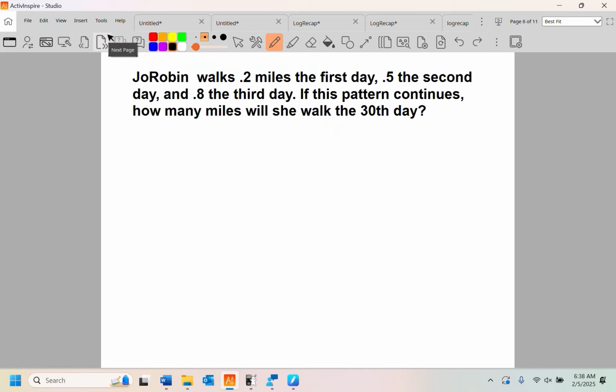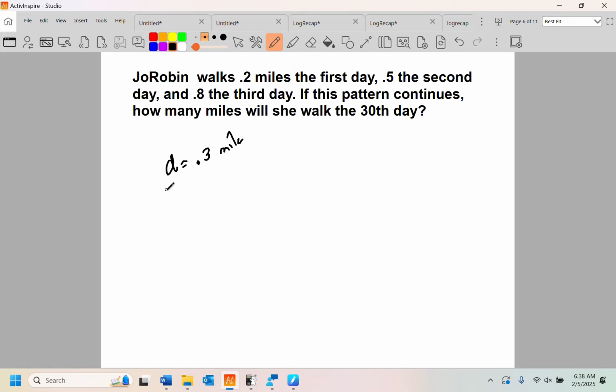Easy peasy, lemon squeezy. Joe Robin walks 2/10 of a mile the first day, 5/10 the second day, and 8/10 the third day. So their common difference is 3/10 of a mile. 2/10 plus 3/10 is 5/10 plus 3/10 is 8/10, and so forth. If this pattern continues, how many miles will she walk the 30th day?